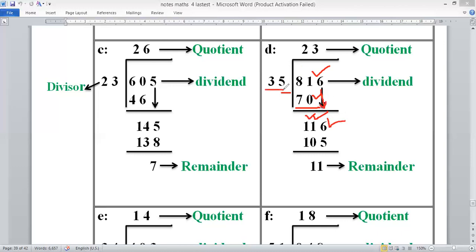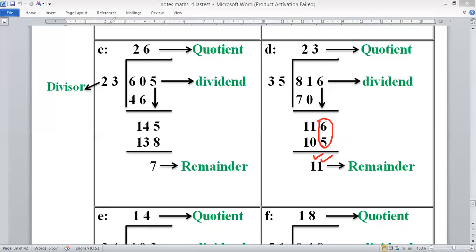After that, when we multiply 35 by 3, you get 105. 105 is a number that is very close to 116. And therefore, at the end, we subtract 105 from 116. So 6 minus 5, 1. 1 minus 0, 1. So remainder is 11.